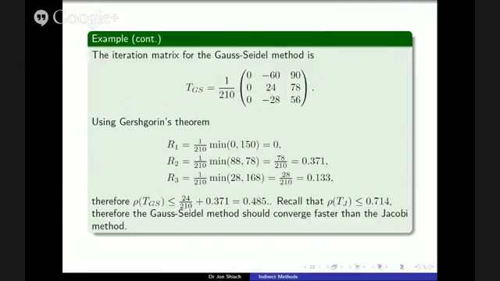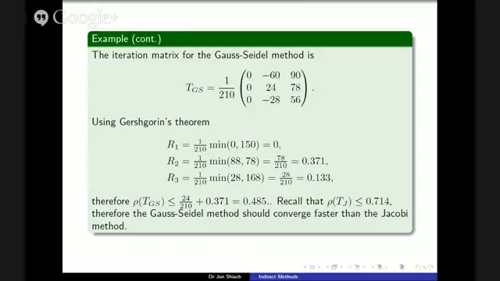What about Gauss-Seidel? If you calculate the Gauss-Seidel iteration matrix, I'm not going to show you the calculations, but that's what you get. Using Gershgorin's theorem, I've taken out a factor of 1 over 210 just to make the arithmetic easier. For the first one, the column sum is just zeros. The row sum is 60 plus 90, which is 150. For the second one, I've got 78 or 88. For the third, I've got 28 or 168. So my three radii are 0, 0.371, and 0.133.